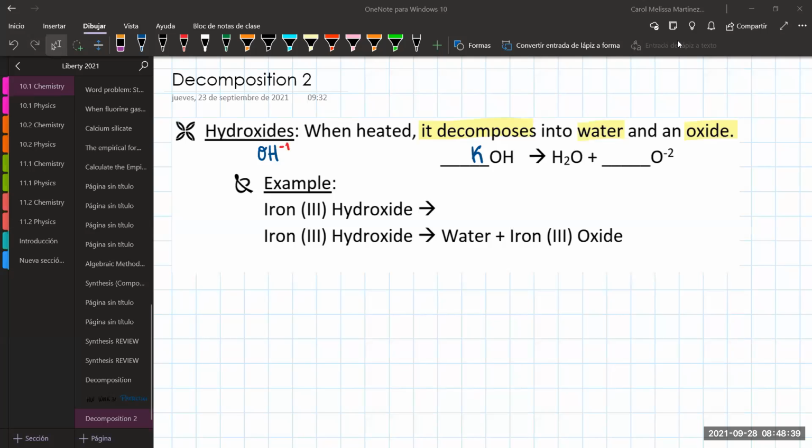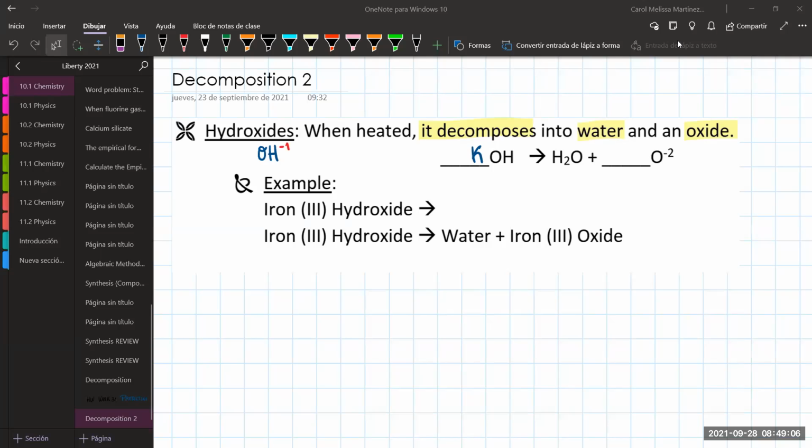Recording in progress. So for hydroxides, when heated, they decompose into water and oxide. That means that whenever you see a combination with an element plus hydroxide in the reactant, nothing more, it is going to be decomposed into water and oxide. Now the oxide is going to depend on the metal that is part of the reaction. Take a look at this example.